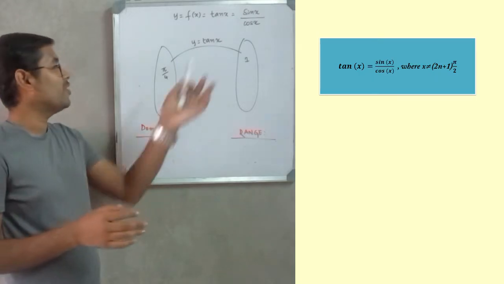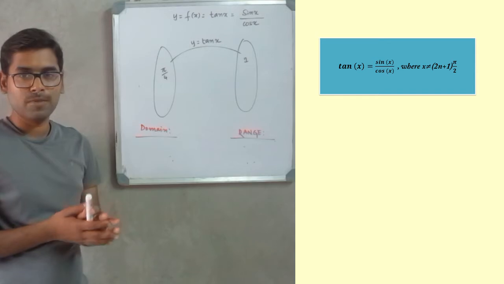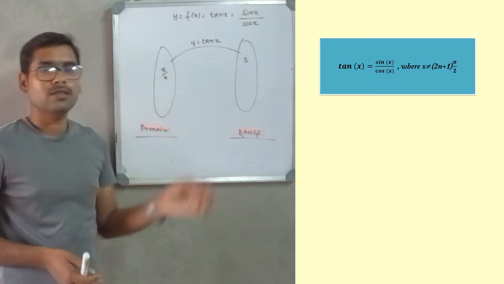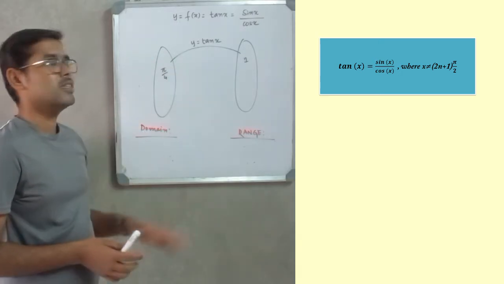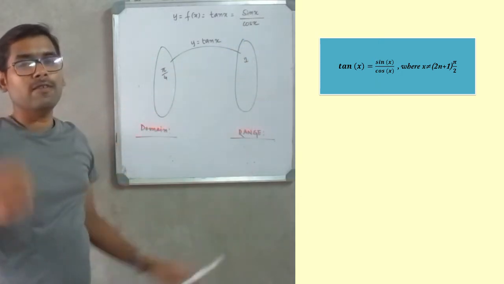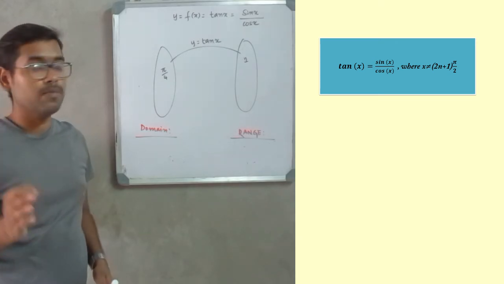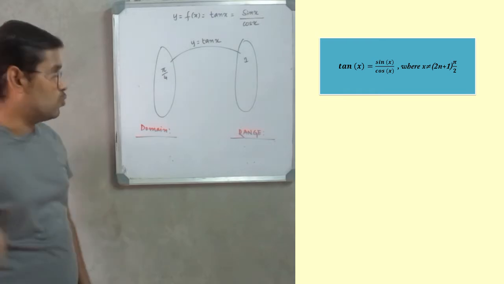Guys, next we have tan x. The function tan x is defined as sin x by cos x. So the domain of tan x is the set of all the values of x for which the function sin x by cos x is defined. See, the function sin x by cos x is defined for all the real values of x except where the value of x is equal to an odd integral multiple of pi by 2.